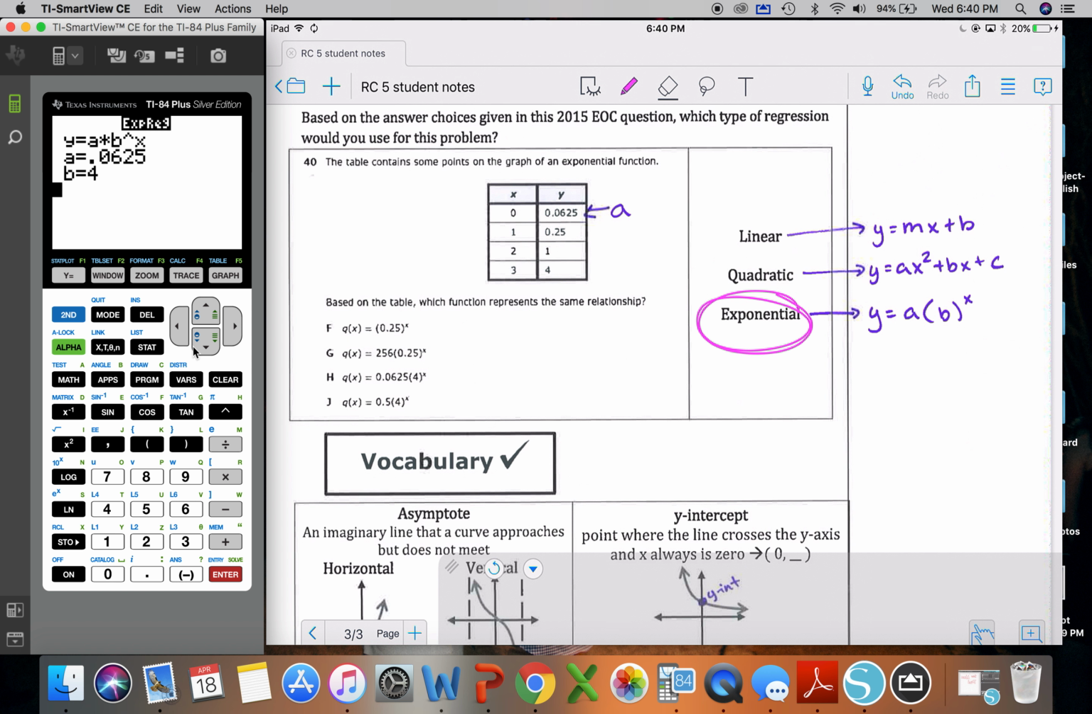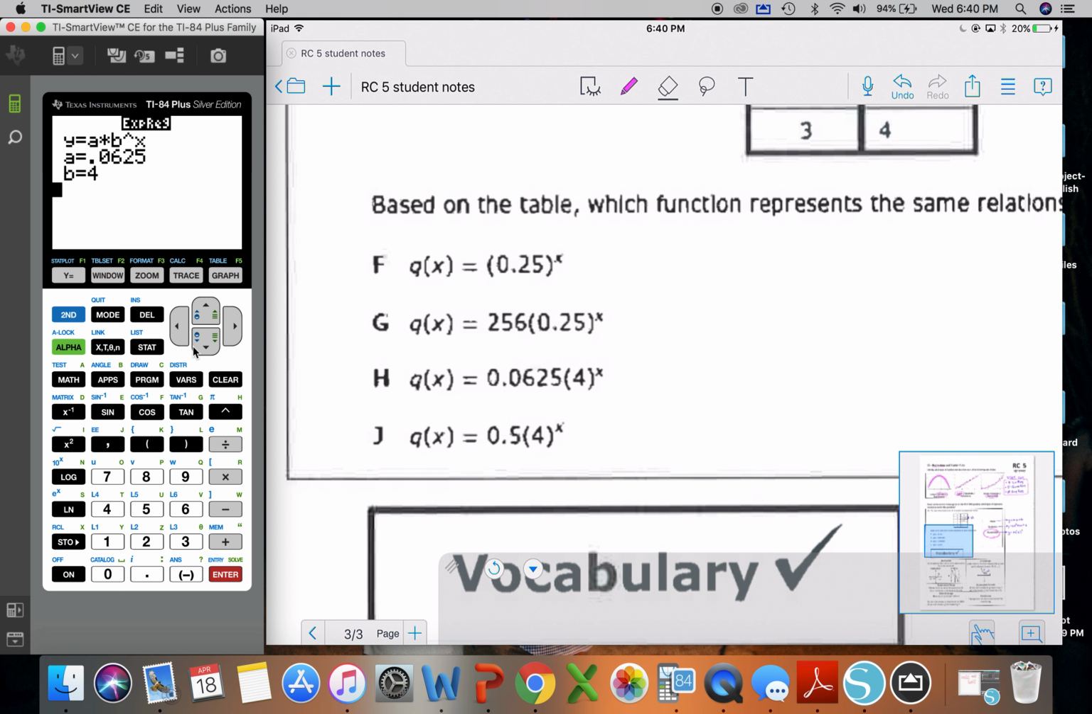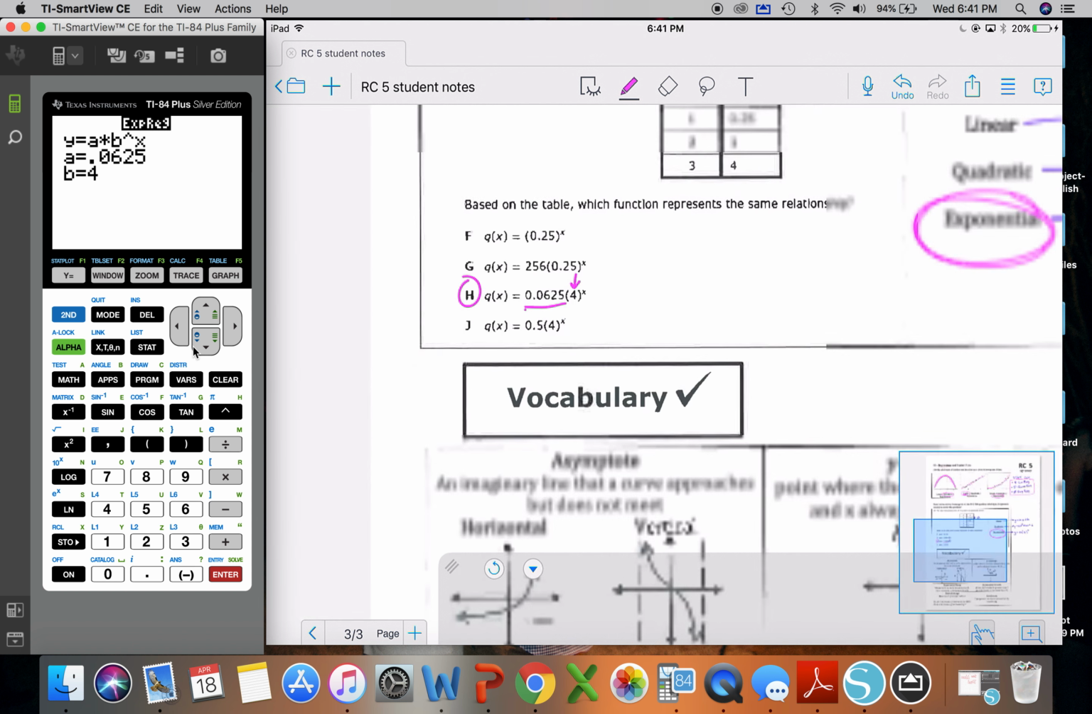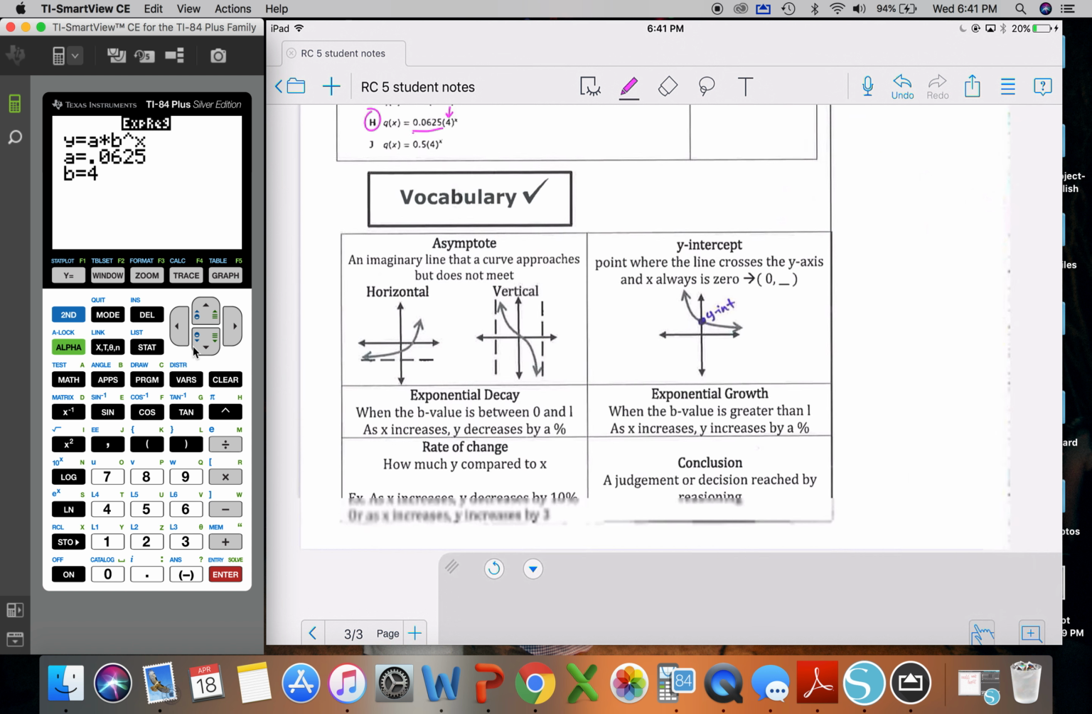And when I do this, I get that my starting value is 0.0625. H is the only answer that has 0.0625 at the beginning. If I had more than one, then I would also need to make sure that this is correct. But again, sometimes you can just get to the answer by looking at one tiny piece.